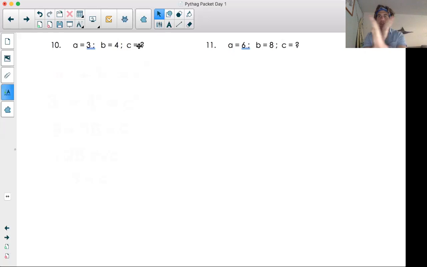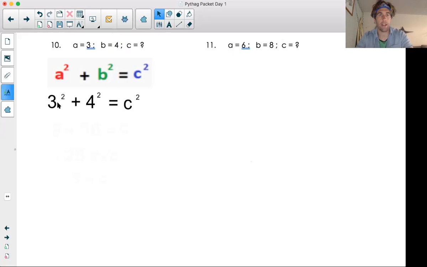A and B are kind of interchangeable. They're the two smaller sides. It really doesn't matter what you put in for A and B as long as they're the two shorter sides. Now, this is simple, guys. We simply replace A, B, and C in the Pythagorean theorem. So what is the Pythagorean theorem? A squared plus B squared equals C squared. Now, I have A is 3, B is 4, and C is the missing side we need to figure out.